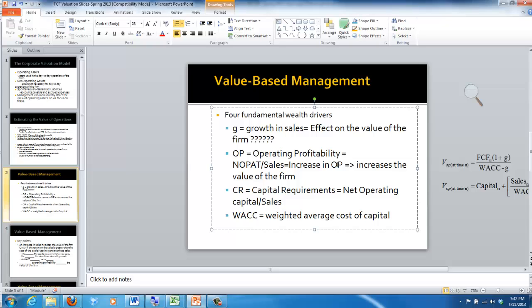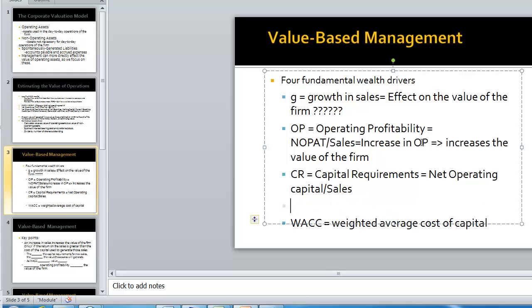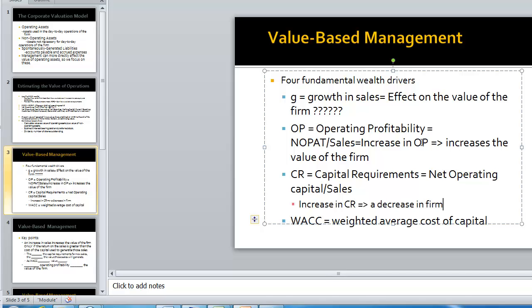So in this case, what we would say is that an increase in CR results in a decrease in firm value. Okay. So the more we have to invest to generate sales and to generate profit, the less valuable the firm is. Finally, the weighted average cost of capital.